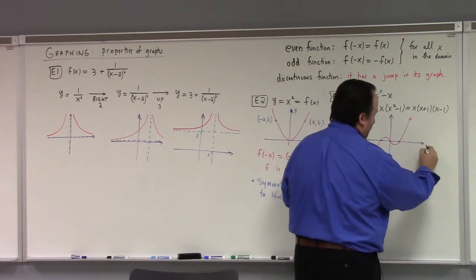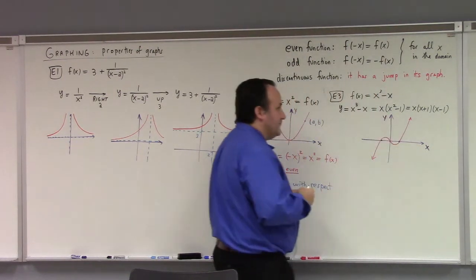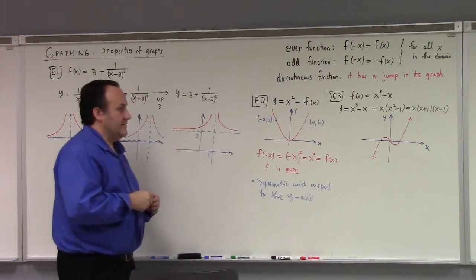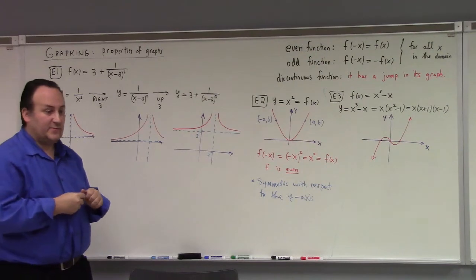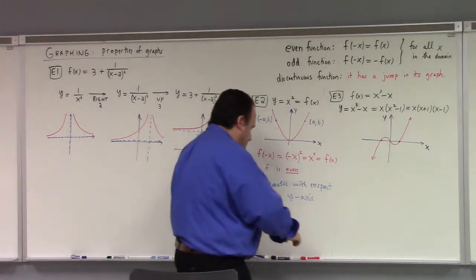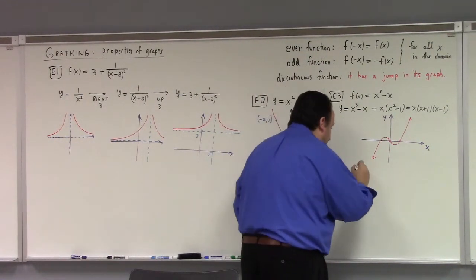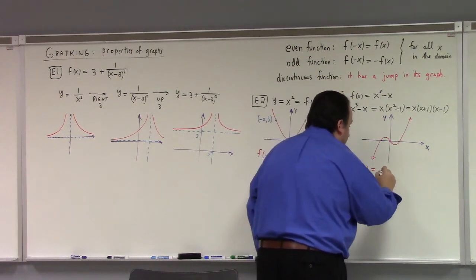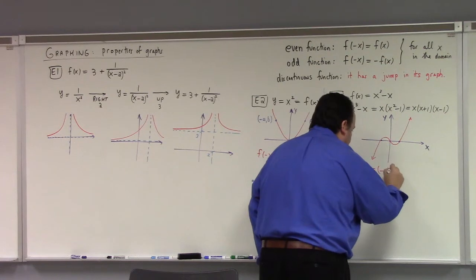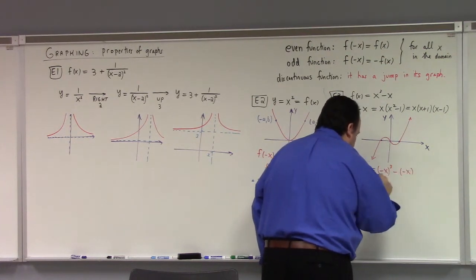I just wanted us to have an interesting example to compare, to ask the question about odd here, right? Because this is in fact an odd function. Let's see why. Algebraically, let's plug in f of minus x. What do we get? Minus x quantity cubed minus a minus x, right? So that's minus x cubed plus x.